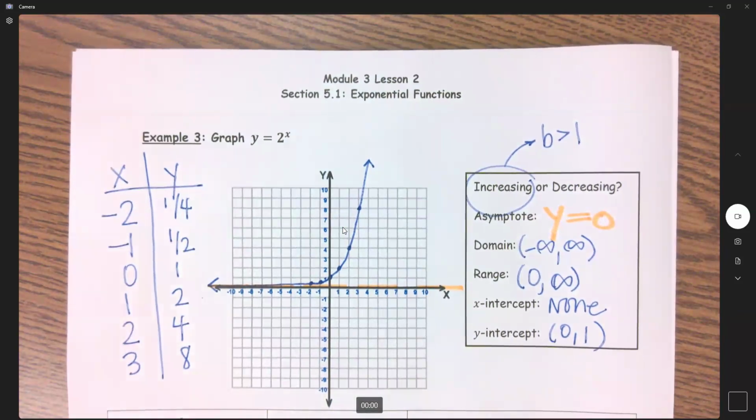Now let's just go ahead and stop. I'm going to stop the video there. In the next video, we'll go over our transformations.